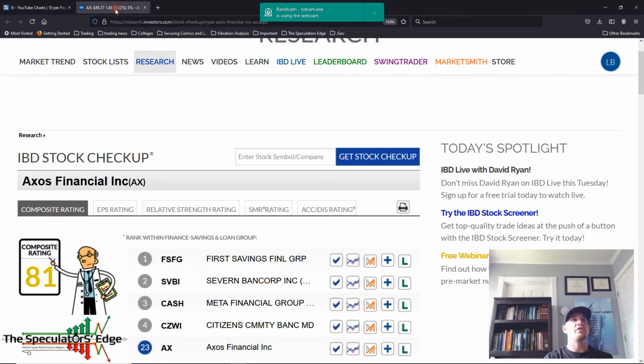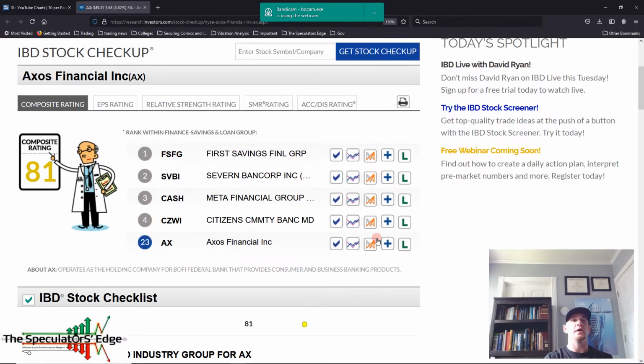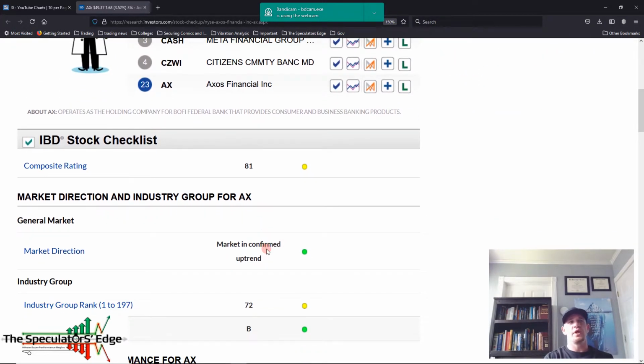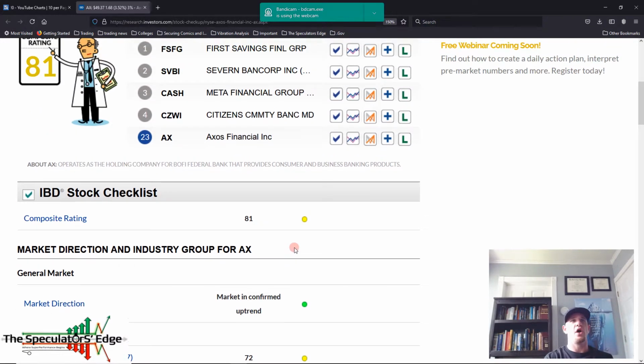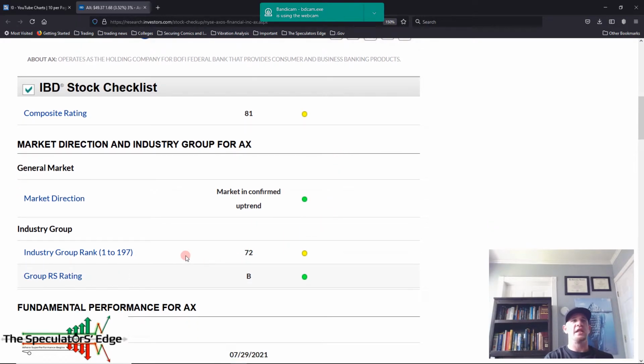We're going to start off with Axos, and we're going to look at this here. So it has a composite rating. I use IBD, Investors Business Daily, excuse me, to get my fundamental data. The composite rating is at 81. Practically what this company does, it operates as the holding company for BOFI Federal Bank that provides consumer and business banking products. It is in a strong industry group, which is at 72.